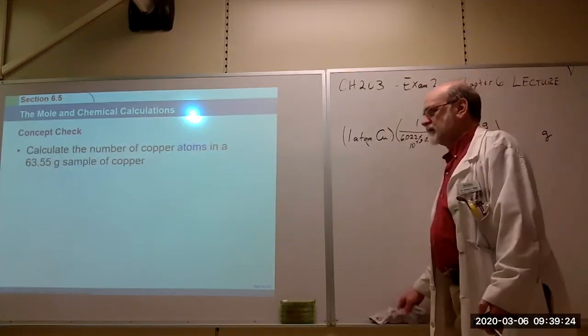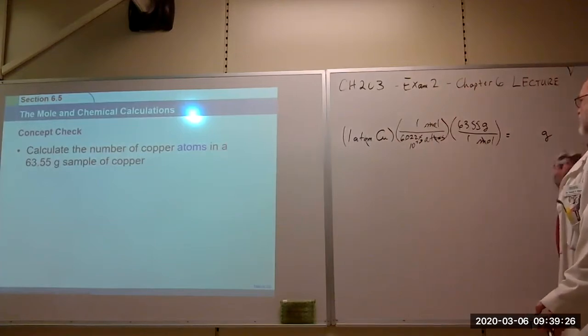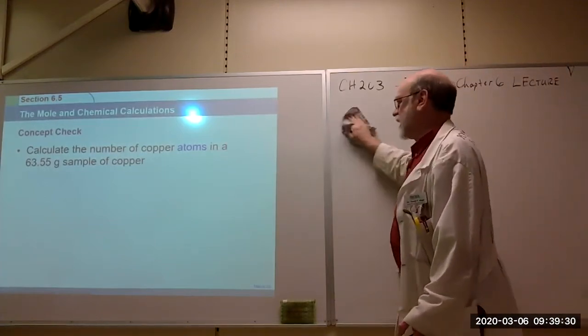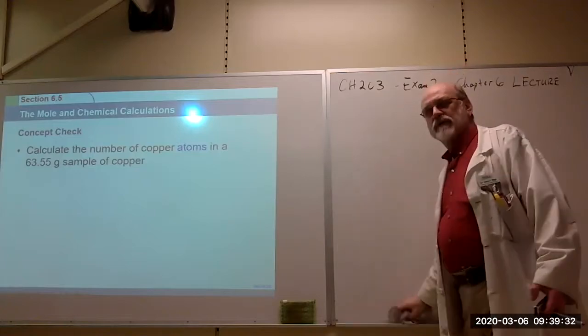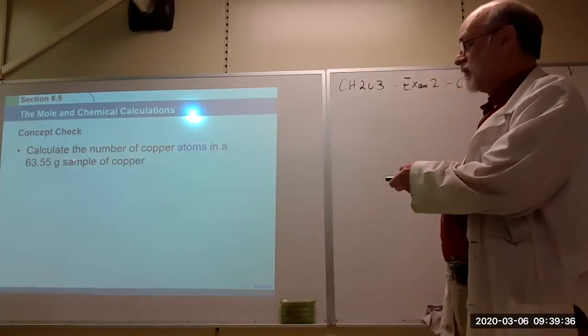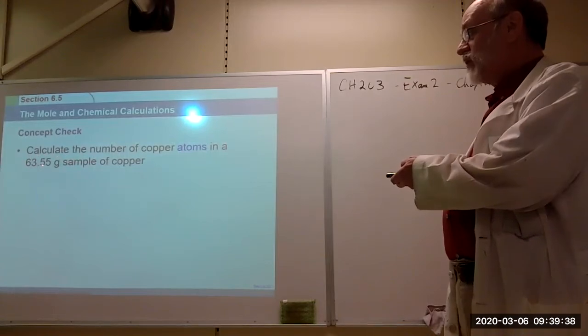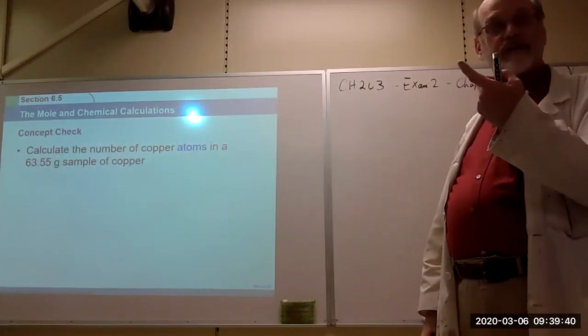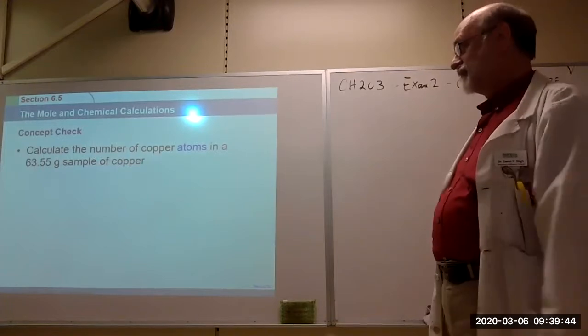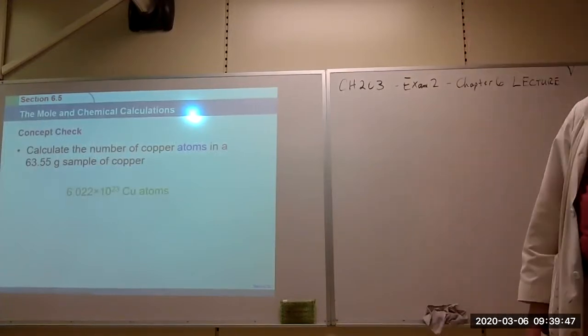This is a trick question. Calculate the number of atoms in 63.55 grams of copper. If you recognize that as the molar mass of copper, then you know that represents 1 mole. And 1 mole is 6.022 times 10 to the 23rd atoms. Okay.